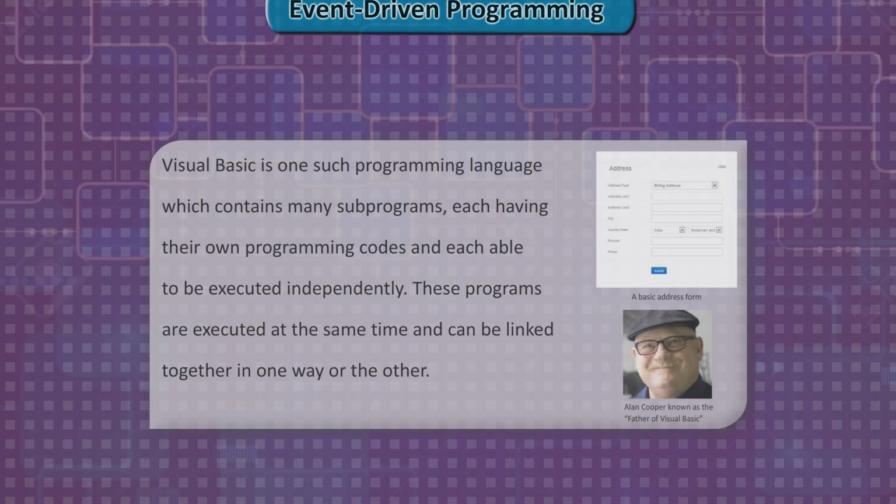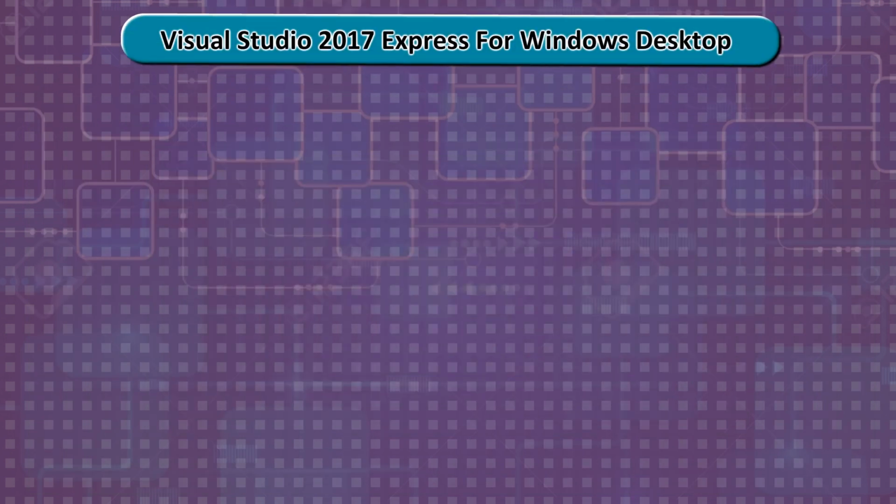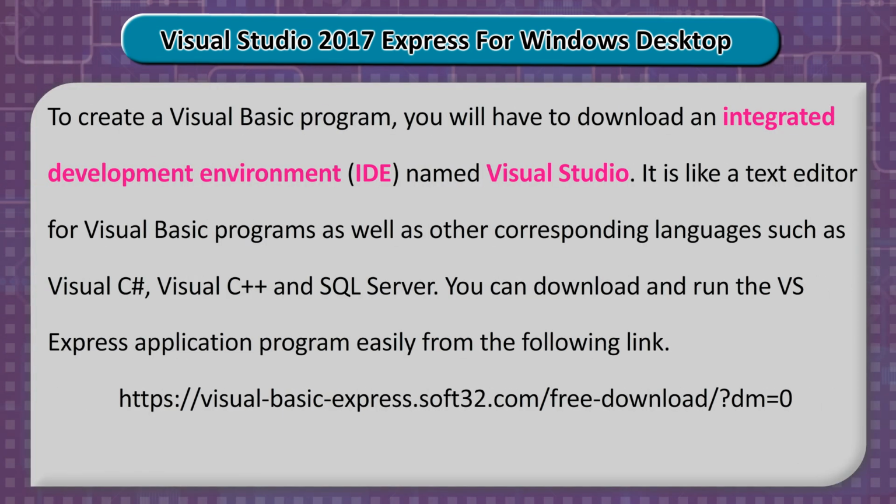Visual Studio 2017 Express for Windows Desktop. To create a Visual Basic program, you will have to download an integrated development environment, IDE, named Visual Studio. It is like a text editor for Visual Basic programs as well as other corresponding languages such as Visual C#, Visual C++ and SQL Server. You can download and run the VS Express application program easily from the following link.